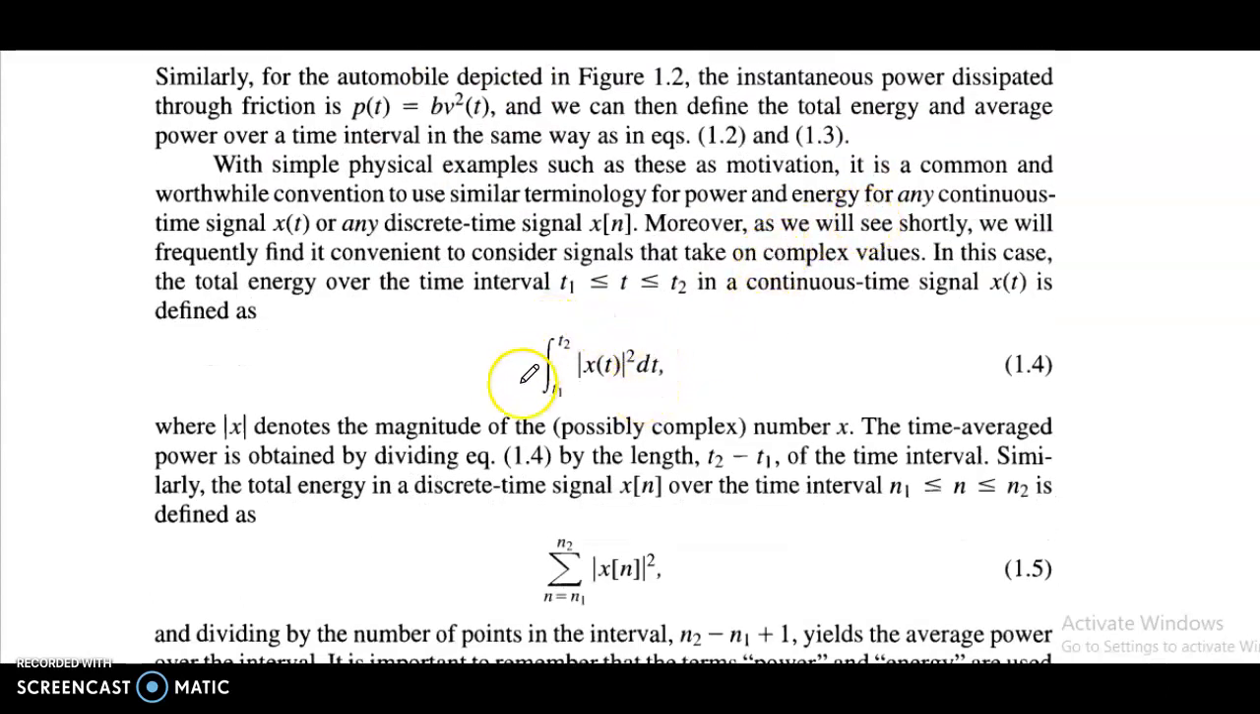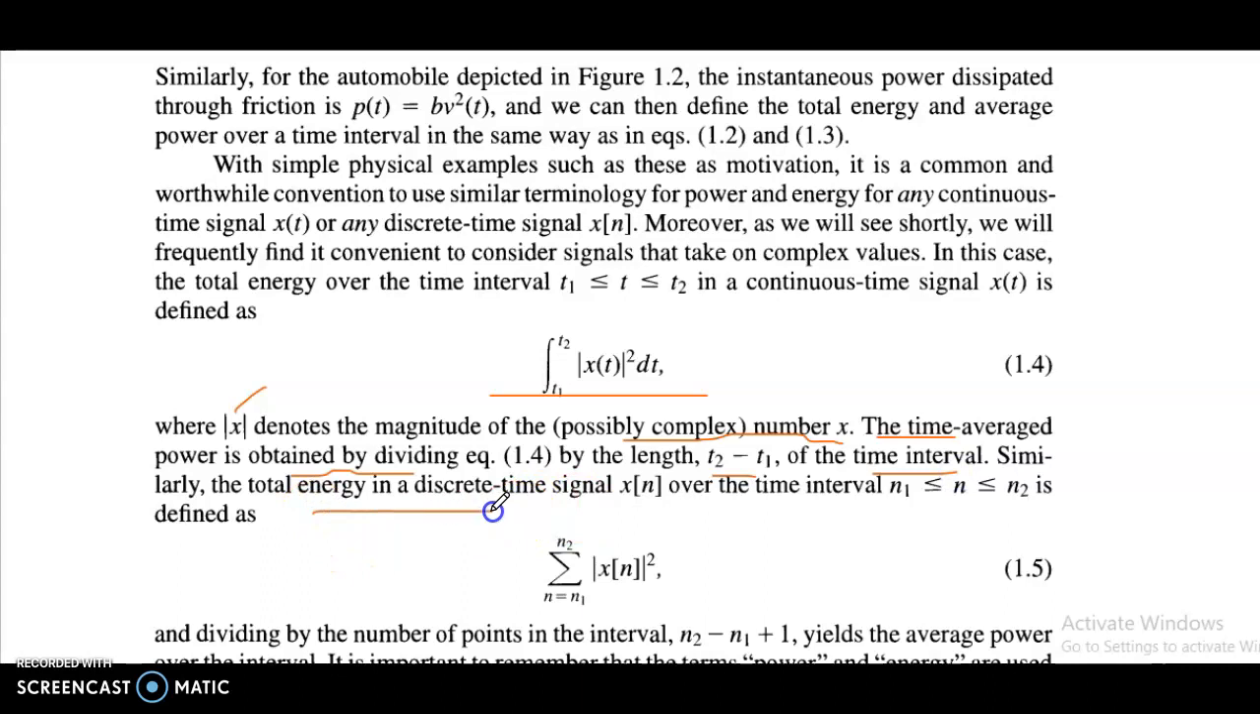Here, the integral over t1 to t2 of mod x of t, mod squared, dt. That is, mod x denotes the magnitude of the possibly complex number x. The time averaged power is obtained by dividing equation 1.4 by the length t2 minus t1 of the time interval.